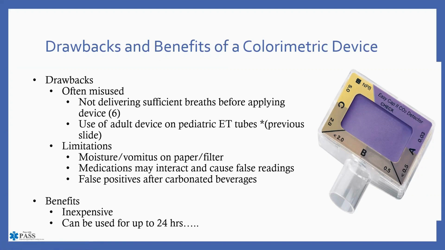And we don't really give medications down the endotracheal tube like we used to. There were some mnemonics out there. LEAN was one of them: lidocaine, epi, atropine, and Narcan. There are different mnemonics out there that we used to give medications down the endotracheal tube. We just don't do that as much anymore now that we have IO devices that we can use in the adult patient. And then false positives after carbonated beverage is what we just talked about.